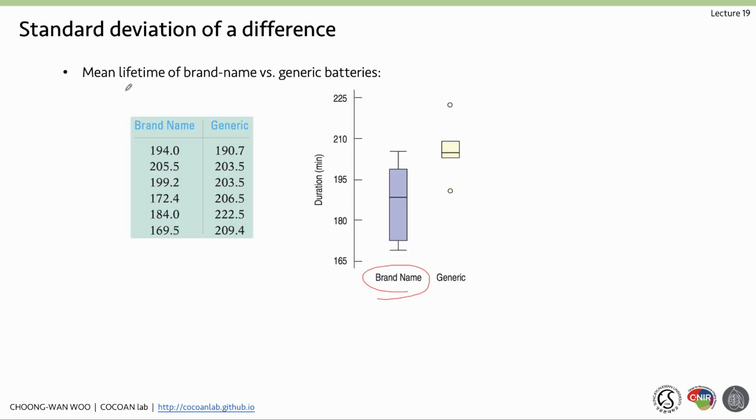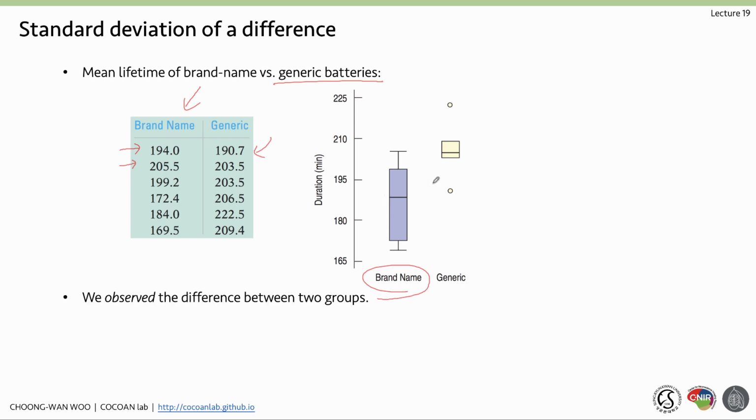So today we are going to focus on the difference. And to know that, the important thing is to know the standard deviation of the difference. I'm going to use this as an example, the battery lifetime of brand name versus generic batteries, no brand. Battery lifetime of the brand name is like this, in minutes, and the generic batteries has these values. And if we make the box plot, you can see the brand name actually has a shorter duration.